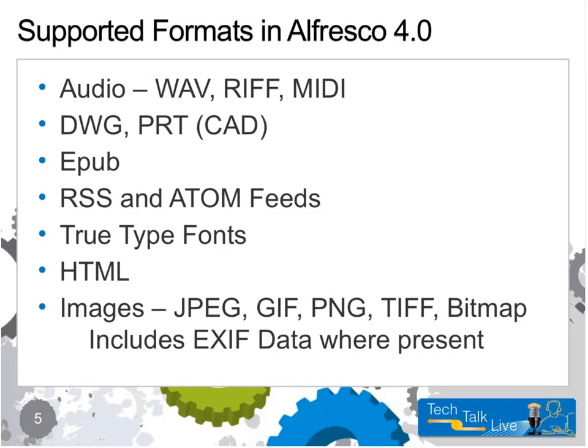So, supported formats. We now support various audio formats. We've got WAV, RIFF, MIDI. We've got some CAD formats around DWG and PRT. EPUB for ebooks, RSS and Atom. TrueType fonts, proper support for HTML. Lots of images are now supported. We've got JPEG, GIF, PNG, TIFF, bitmap. And for those image formats where there is Exif data embedded in the image, we're able to pull that out and map it. And I've got a demo for that a little bit later on.